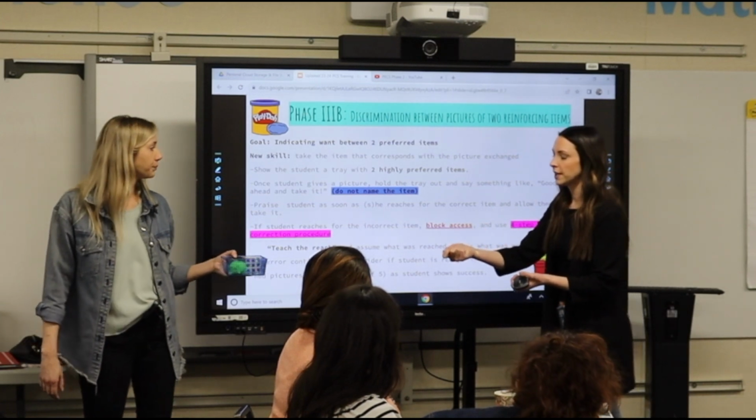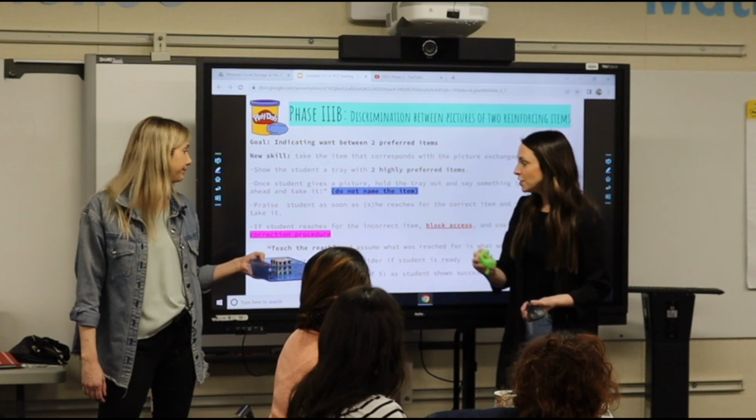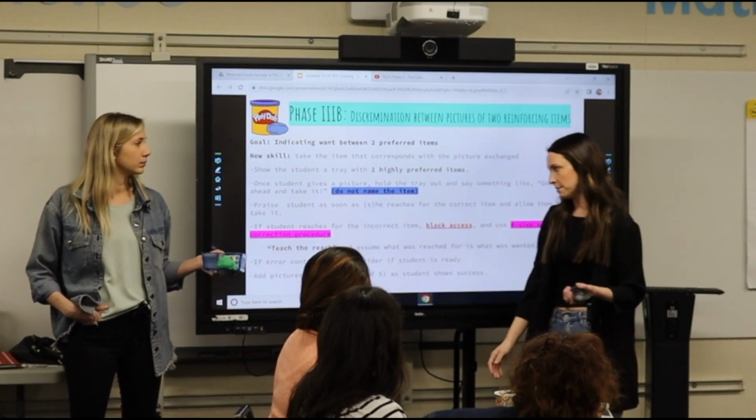I give her the squishy token. I'm reaching for the squishy token. She can tell I'm reaching for it. Good job. Good job. This squishy toy. This is where we can label it. Great job. And we let them play for 30 seconds.